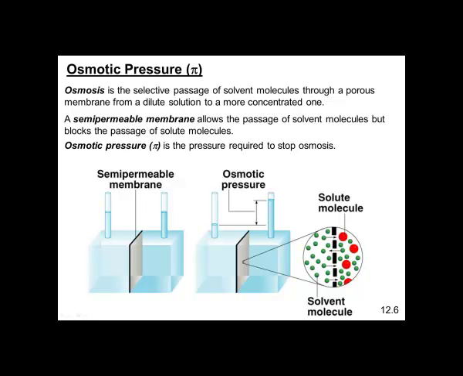The last colligative property is osmotic pressure. Osmosis is the selective passage of solvent molecules through a porous membrane from a dilute solution to a more concentrated one. A semi-permeable membrane allows the passage of the solvent molecules, but blocks the passage of solute molecules. The osmotic pressure, symbol pi, is the pressure required to stop osmosis. Remember, the flow is always from the dilute to the more concentrated through a semi-permeable membrane.